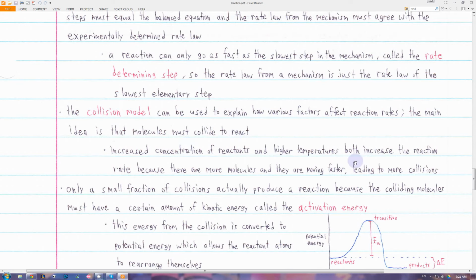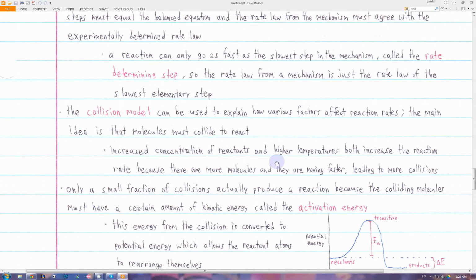An increased concentration of reactants and higher temperatures both increase the reaction rate. If we have increased concentration, then there are more molecules to collide with each other in the same amount of space, and at higher temperatures, those molecules are moving around faster, so they collide with more energy and collide more often.